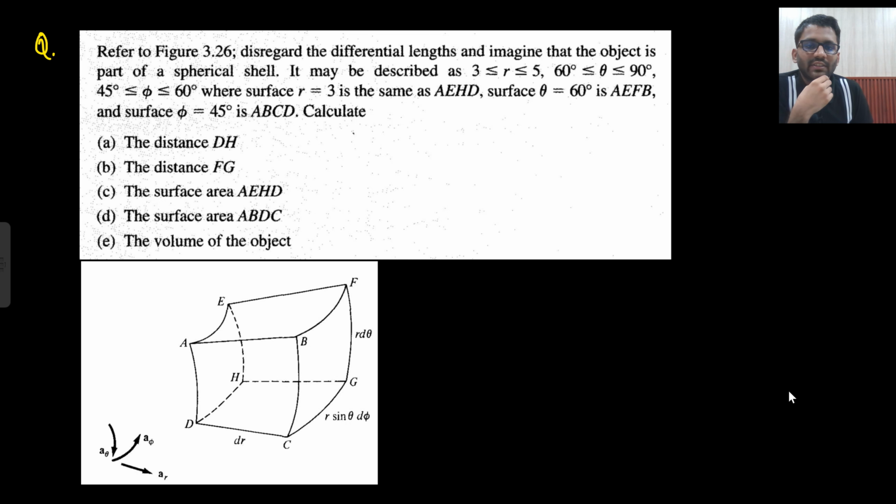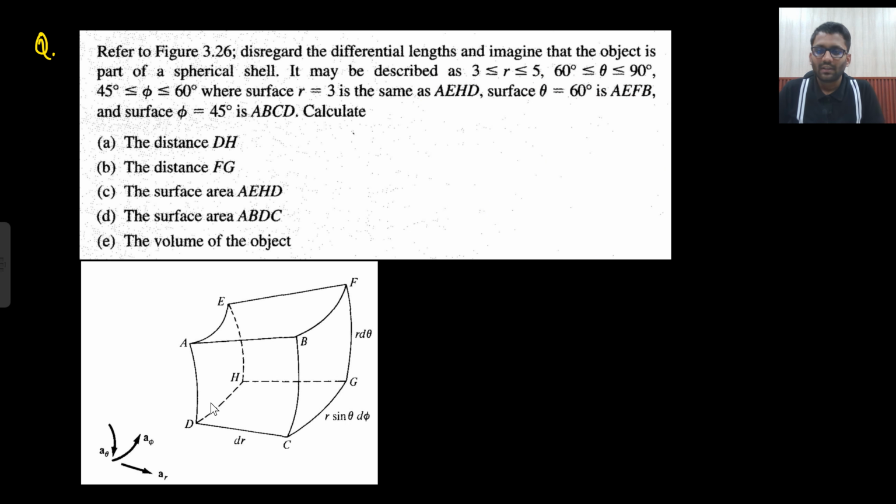So disregard the differential length and imagine the object is a part of a spherical shell. So let us say this is my spherical shell. This particular object is a part of this spherical shell, which is this one only. Now you will say that, sir, this is not a spherical shell. Yeah, this is only some part of the spherical shell. The same part will be downward, the same part will be this side as well, and the same part will be behind that as well. So this is 1/8 part of the spherical shell, right? And a very small part of that is this particular structure.